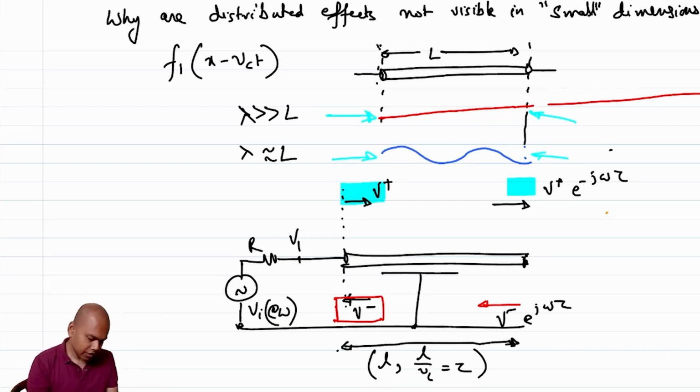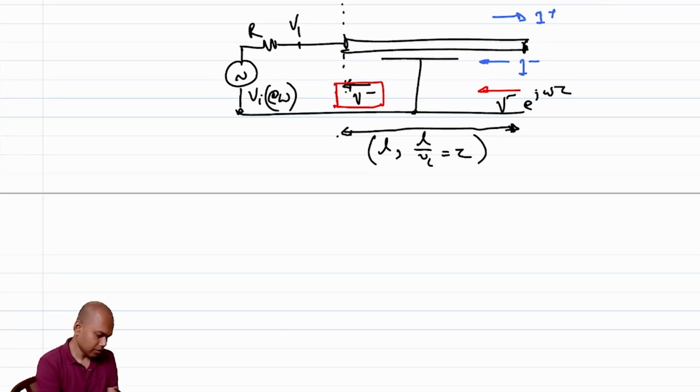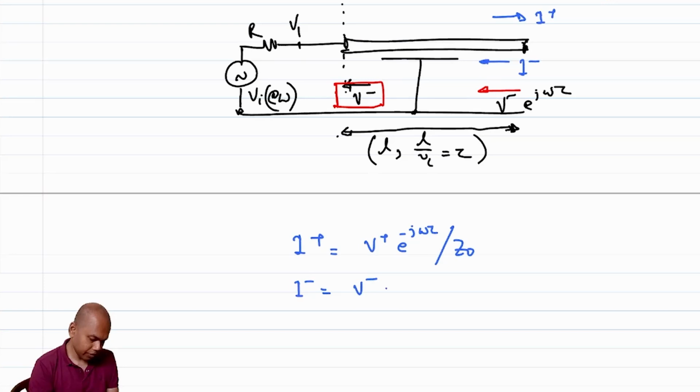Okay, fine. Now what about the current waveforms? I know that the current waveform here is nothing but the voltage waveform by Z naught, right? So I plus and I minus. I plus is V plus e to the power minus j omega tau by Z naught, and I also know that I minus is V minus e to the power j omega tau by Z naught.